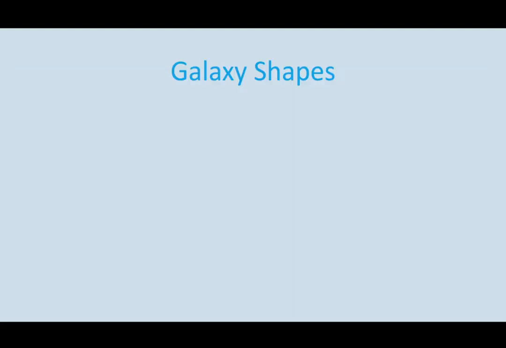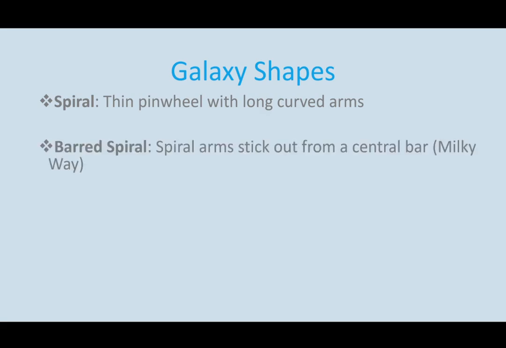So, galaxy shapes. Not all galaxies are shaped the same. There we have a spiral-shaped galaxy, which is a thin pinwheel with long curved arms. We have a barred spiral, where spiral arms stick out of a central bar. This is what the Milky Way is classified as.